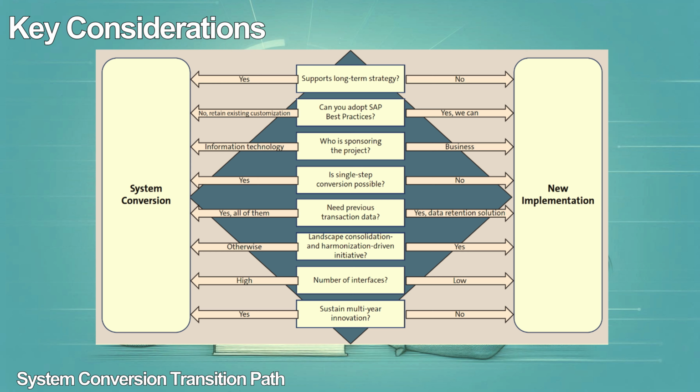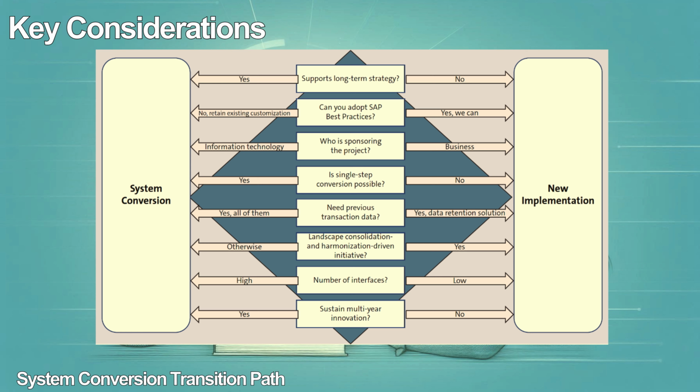Some of the critical questions that the leadership team must answer to decide on the desired approach include: does it support long-term strategy? Can you adopt SAP best practices? Do you need previous transaction data? What are the number of interfaces? Amongst others. If the client is okay to retain the current business functionalities with minor modifications, such as adopting business partners rather than vendor and customer masters, or is ready to move to SAP S/4HANA cash management from the current classic cash and liquidity management, then their choice should incline towards system conversion.